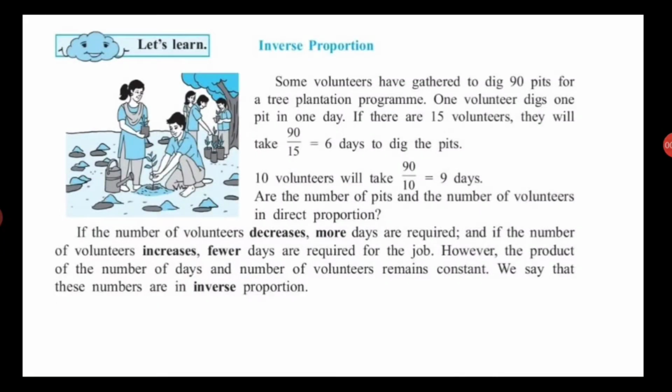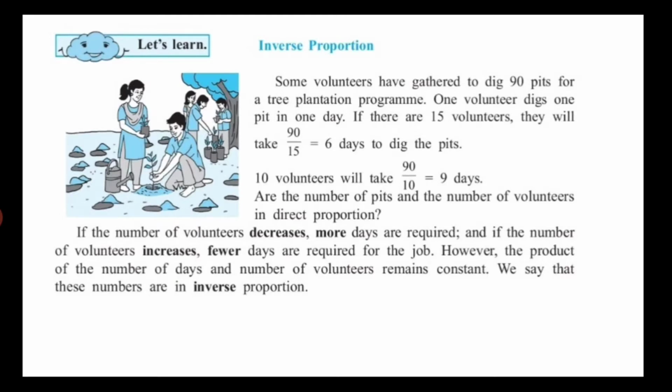Let's learn inverse proportion. See the example given here. Some volunteers have gathered to dig 90 pits for a tree plantation program. One volunteer digs one pit in one day. So if there are 15 volunteers, they will take 90 upon 15, 6 days to dig the pits.